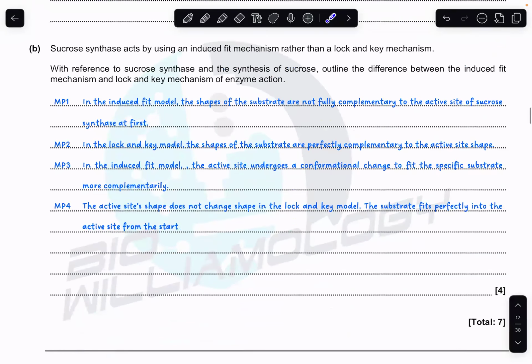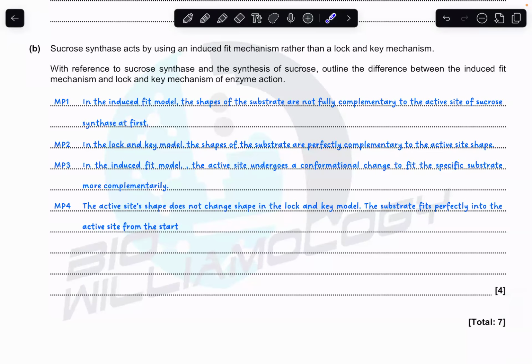Sucrose synthase acts by using an induced fit mechanism rather than a lock and key model. With reference to sucrose synthase and the synthesis of sucrose, outline the difference between the induced fit mechanism and the lock and key mechanism. Because it says outline, we can give a simple answer in this case. In the induced fit model, the shapes of the active site and substrate are not fully complementary. However, in the lock and key model, the shapes are perfectly complementary. This is how we actually describe the difference.